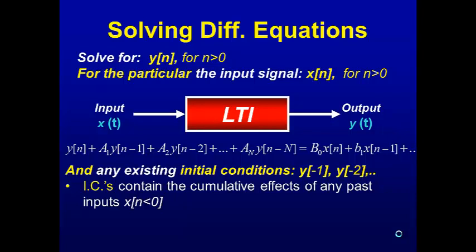So where do these initial conditions come from? How could this output have some values before n equals 0? Well, there must have been some past inputs. Somebody put something other than 0 into this system before, and the output was finishing its response to that.